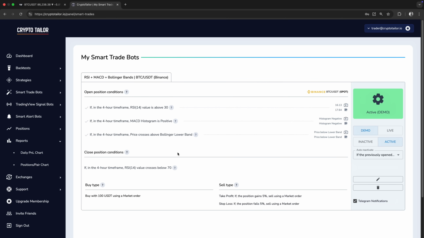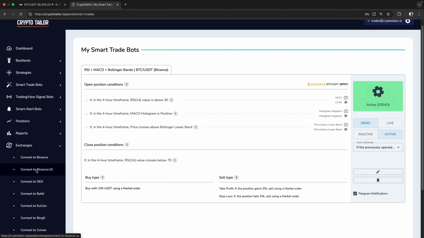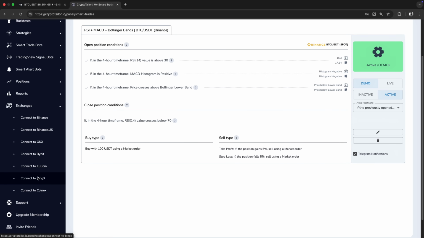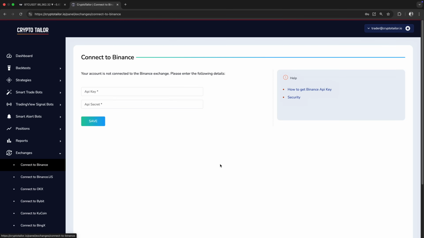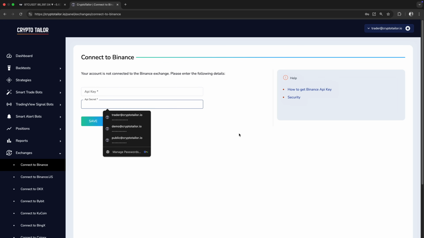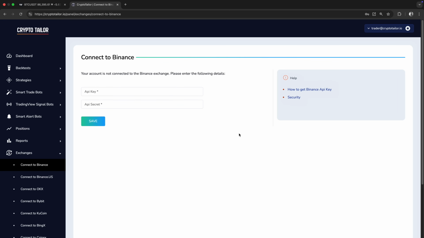Now that we've seen how to simulate trades in demo mode using virtual money, let's move on to automating trades with real money by connecting the bot to our exchange once we're satisfied with the results. From the Exchanges menu, you can select your exchange and connect your bot, allowing it to trade on your behalf. To do this, you'll need to use API keys, which are the safest method offered by all reputable exchanges to let a program connect to your account while keeping your funds secure.